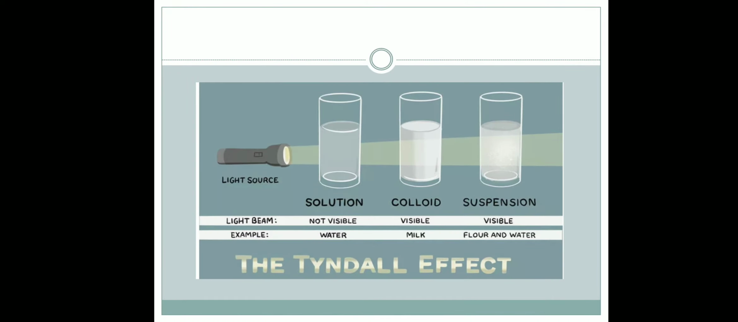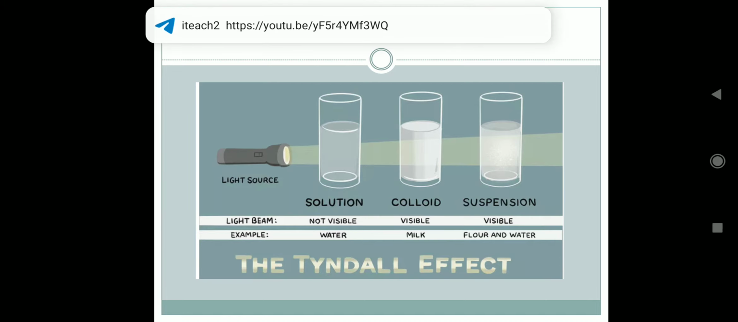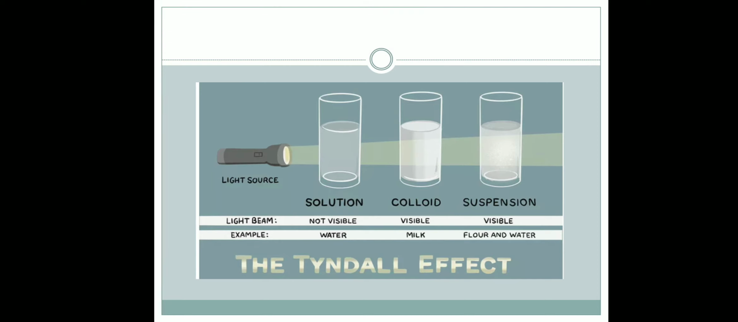This figure shows when a light source is passed through a solution, a colloid and a suspension, we can see the path of the light rays only in colloid and suspension, because the light readily passes through the true solution, whereas the particles in the colloid and suspension are of bigger size. They will scatter light and we can see their path.